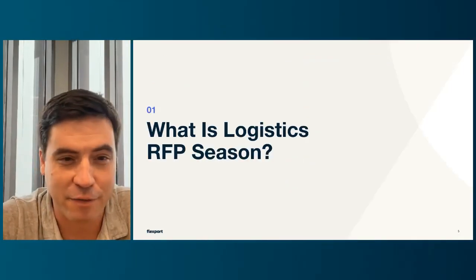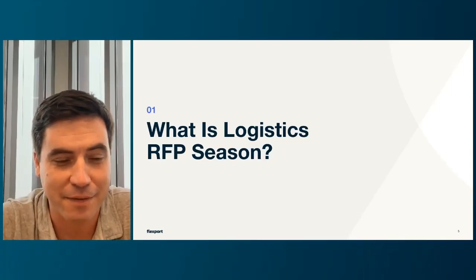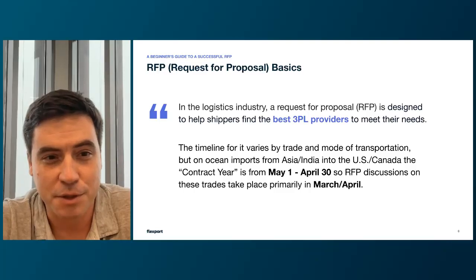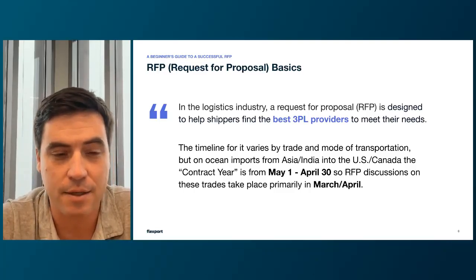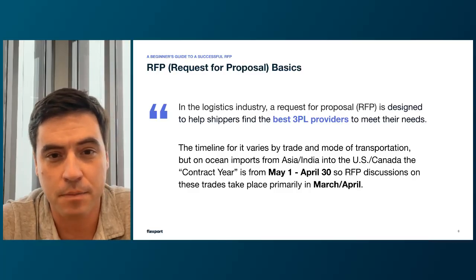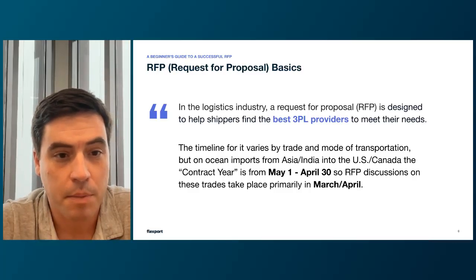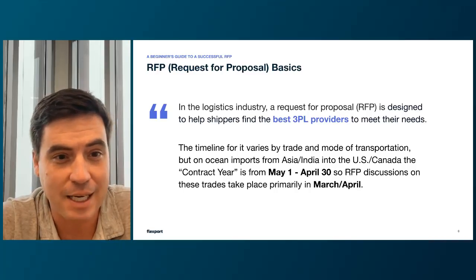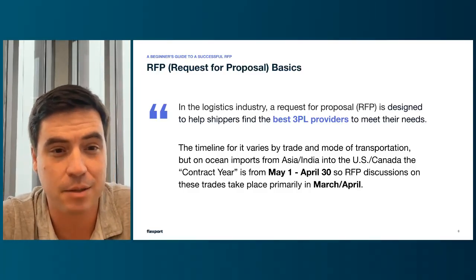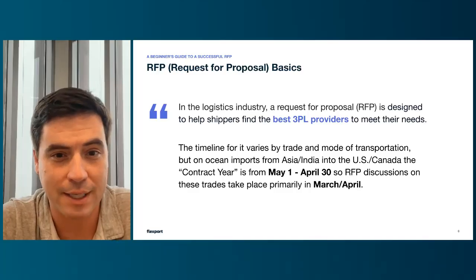What is logistics RFP season? It's kind of a broad term. It covers a lot of different things. You will have your traditional TPB, ISC, Asia, India, to the U.S., North America, that May 1st to April 30th. But an RFP can also be in the air market. Different timelines can be monthly, quarterly, all sorts of different things. It is a request for a proposal to help shippers find the best solution for that time.